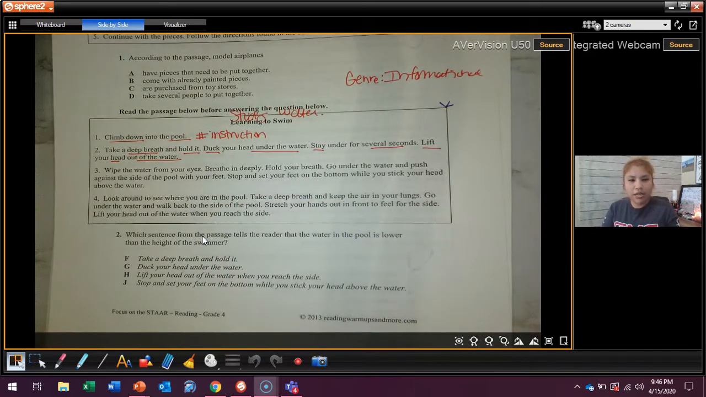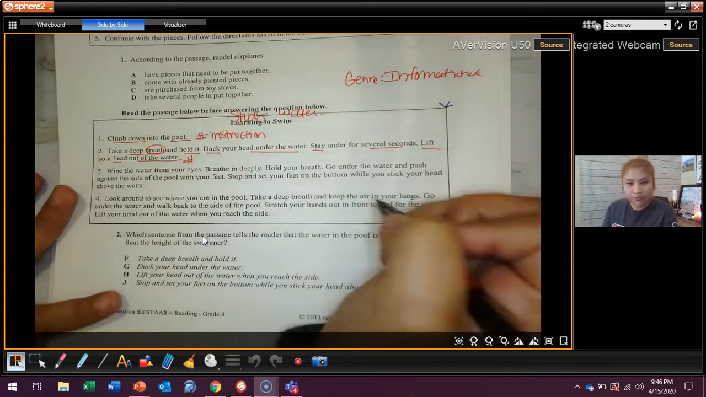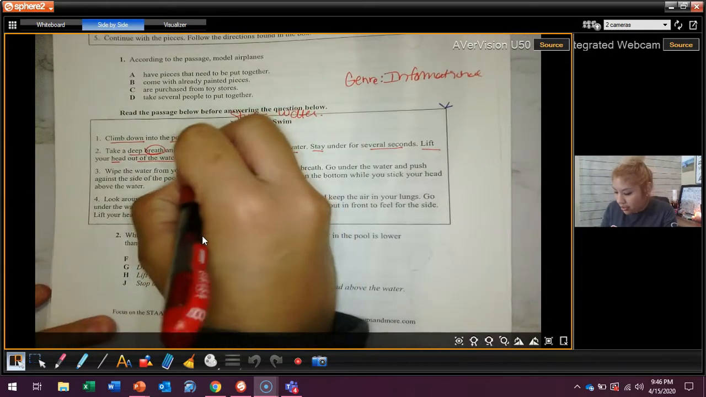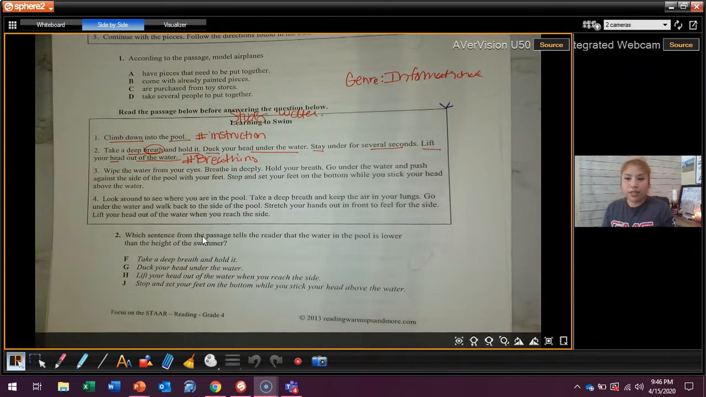So let's see what we underline. Take a deep breath, hold it, duck under the water, stay several seconds, lift your head out of the water. So they're trying to tell you how you should what? So this one is talking all about breathing, right? So hashtag breathing. So I should breathe before I go into the water. So I should go and then go down. Okay, so let's go to section 3 or paragraph 3.